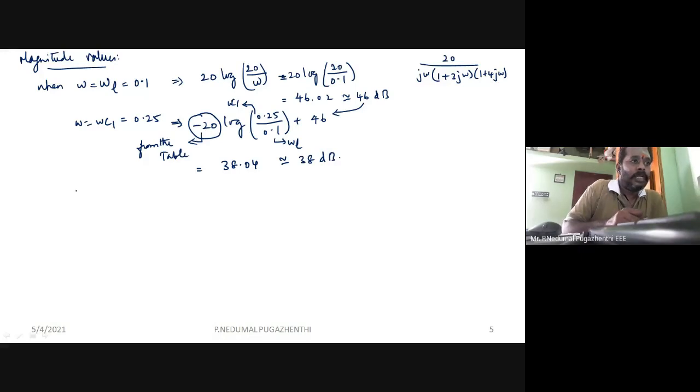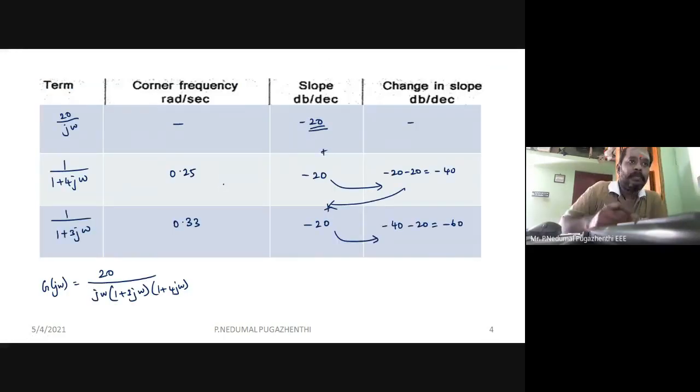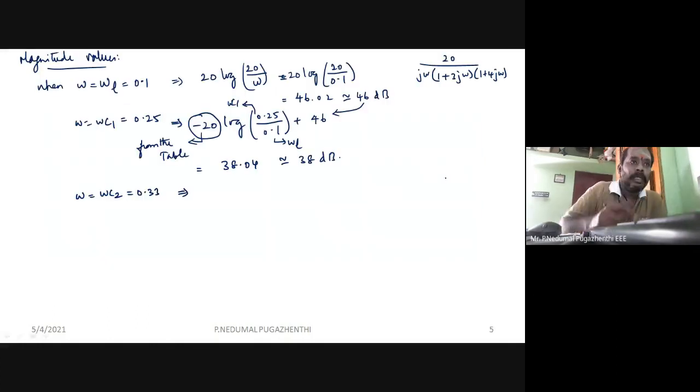So what is my next value? Next value is omega equal to omega C2, which is equal to 0.33. I have to see the table. What does the table provide? Again, I have a change in slope, which is minus 40. So I will take that: minus 40 log of the present value of omega divided by the previous omega value, plus the previous magnitude value. What is the value?